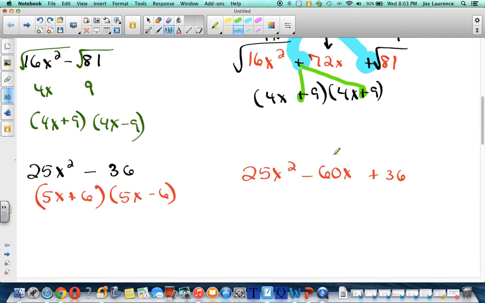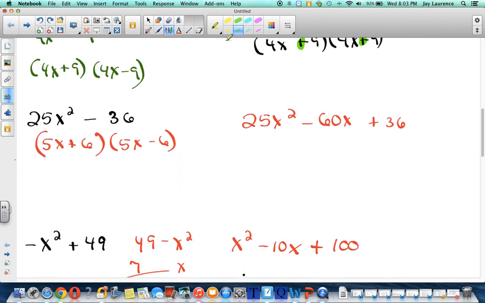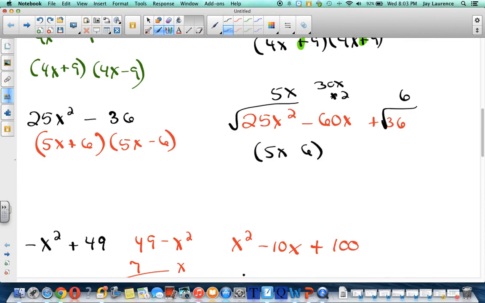Okay, let's try this one. 25x squared plus 36. Well, is that a perfect square? It sure is. Square root is 5x. Perfect square? Yep, 6. 5x times 6 is 30x. Times 2, 60x. It's a perfect square trinomial. I'll get a 5x and a 6.